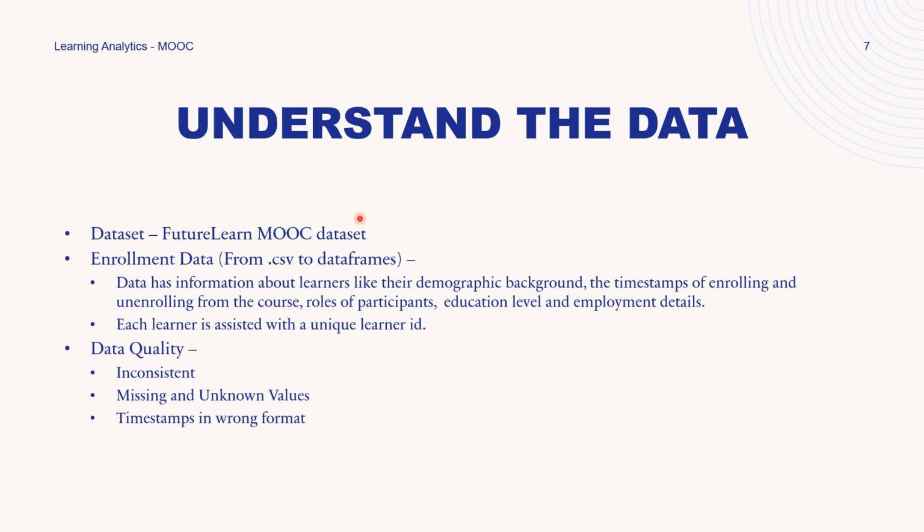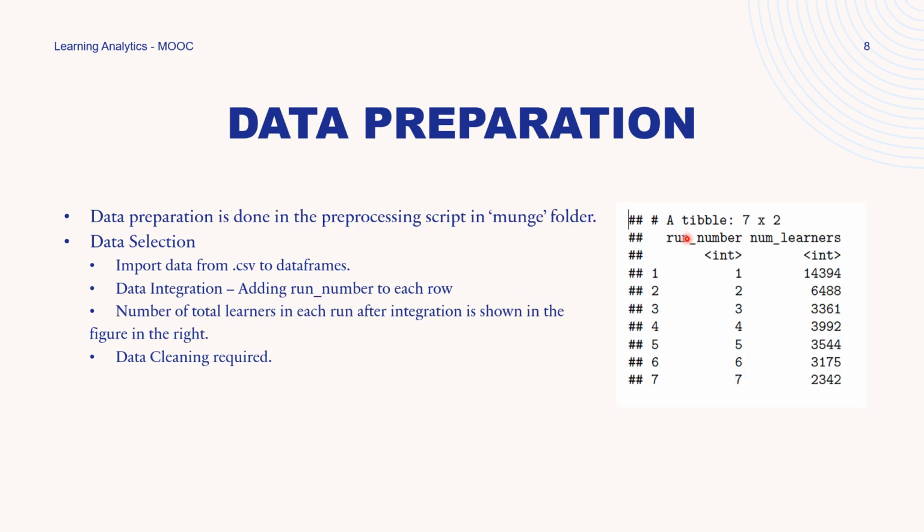To understand the data, the dataset is provided by FutureLearn. For this analysis, I'm going to use the enrollment data, which has the demographic information of the learners, also the timestamps, education level and employment details. Each learner is associated with a unique learner ID. Judging the data quality, the data is kind of inconsistent. It has missing and unknown values, and the timestamps are in wrong formats. But we are going to process this data by performing data cleaning steps.